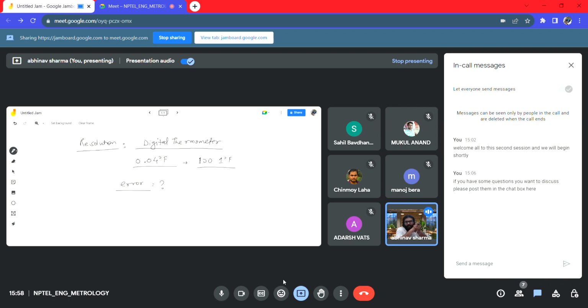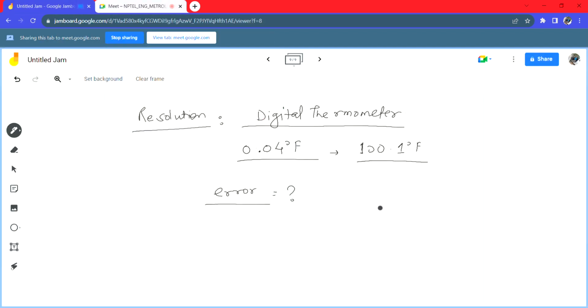Sahil, have you understood the problem? Yes, sir. Did you get the answer? Actually, no. Okay, okay, okay. So let us look into what can be the error.